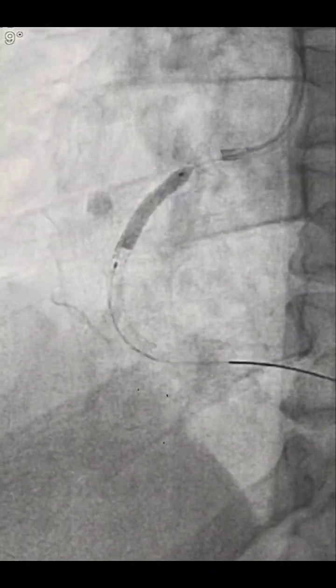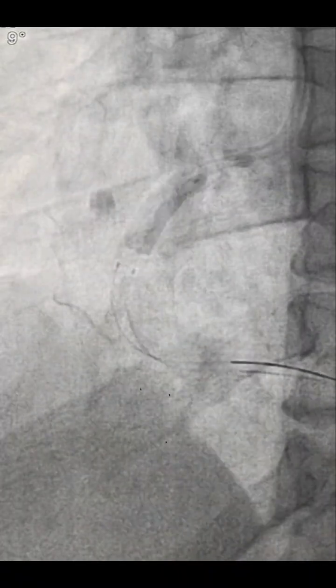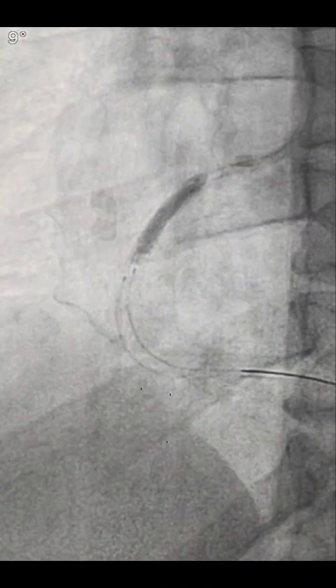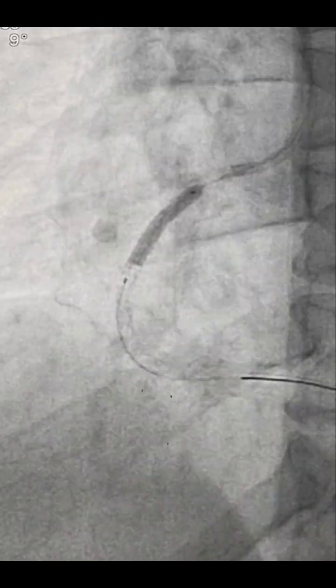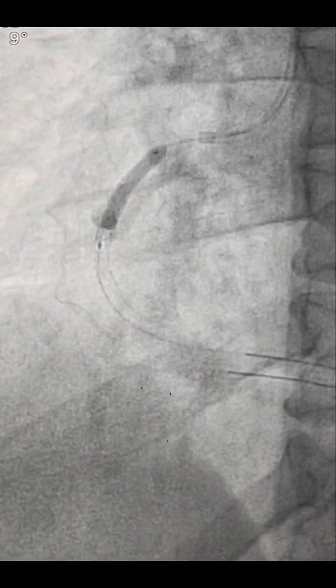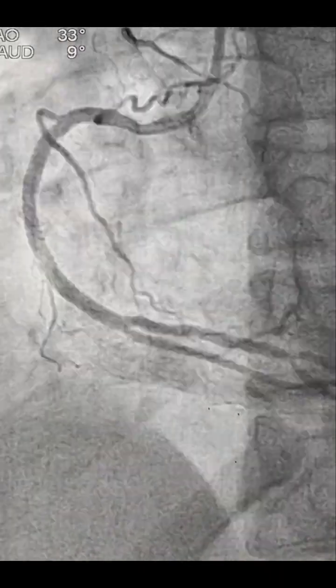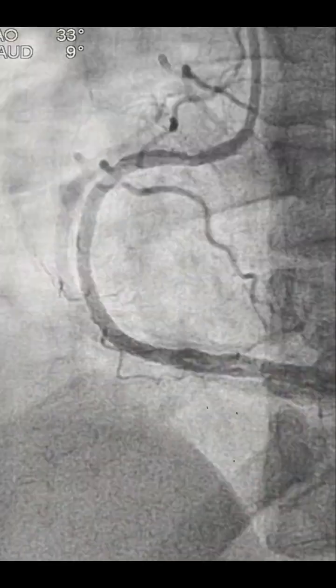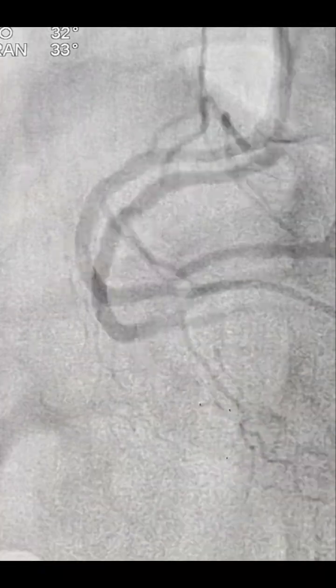So this was the deployment of the stent at around 14 atmospheric pressure. The RBP was 16. This is a 3 into 20 stent. And then we overlapped the stent and did the NC. And this is the scene after this primary angioplasty to the RCA, and this is the final scene after the NC.